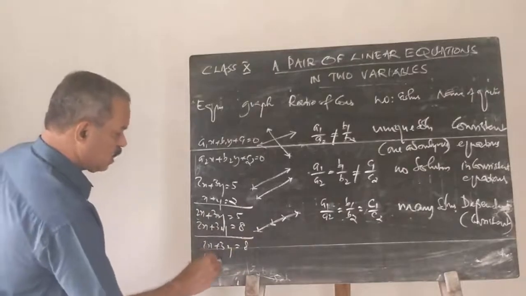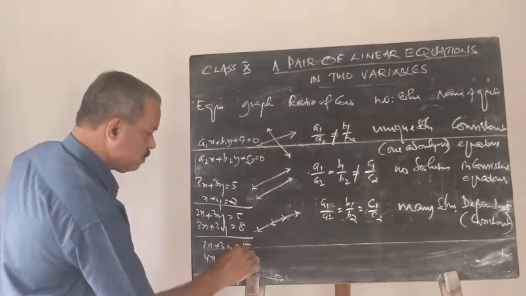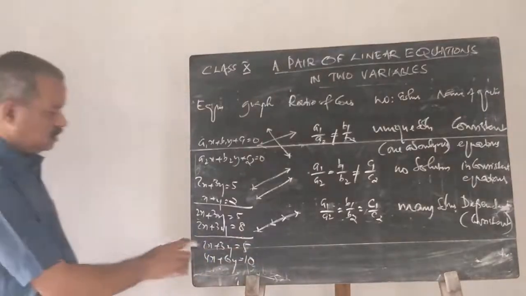Now third set, 2x plus 3y equal to 8, then 4x plus 6y equal to 10. 2 by 4, that is the first.